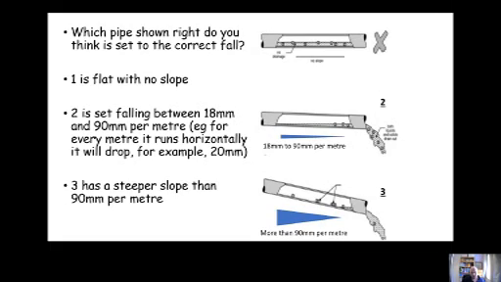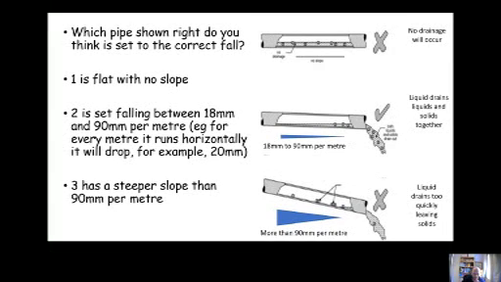So number 1 is a no-no. If there's no slope, then the water won't flow out. Number 2 is a big tick. That's what we want, really. It means that the liquid would drain and the solids would also drain. It's called self-cleansing velocity. The water would be running at the self-cleansing velocity, so it's travelling fast enough that it takes the solids along with it, and not too fast that the water runs away, leaving the solids behind. And if it's more than 90mm per metre, then the liquid would drain too quickly and leave the solids.